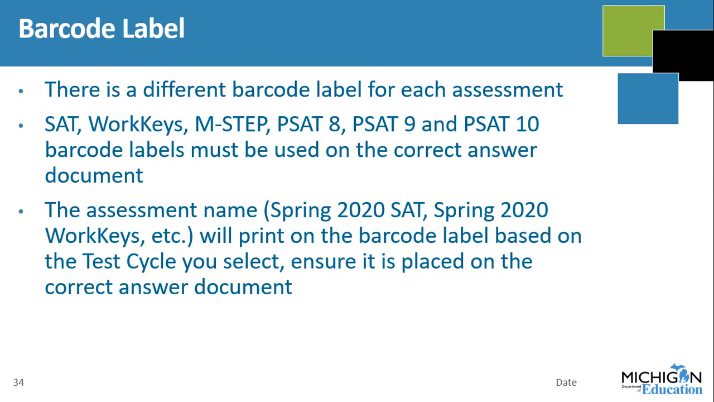It is important to note that there's a different barcode label for each assessment. This means that students taking the MME will have a unique barcode label for the SAT, a unique barcode label for the WorkKeys, and a unique barcode label for the M-STEP, Science, and Social Studies. The assessment name will be printed on the barcode label to help you ensure that the correct one gets on the correct answer document.